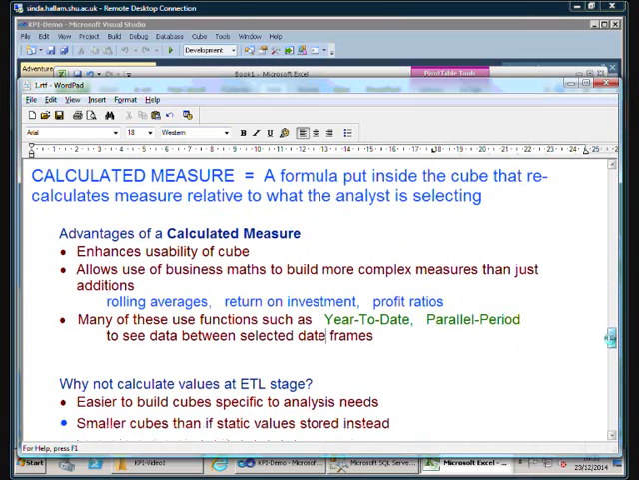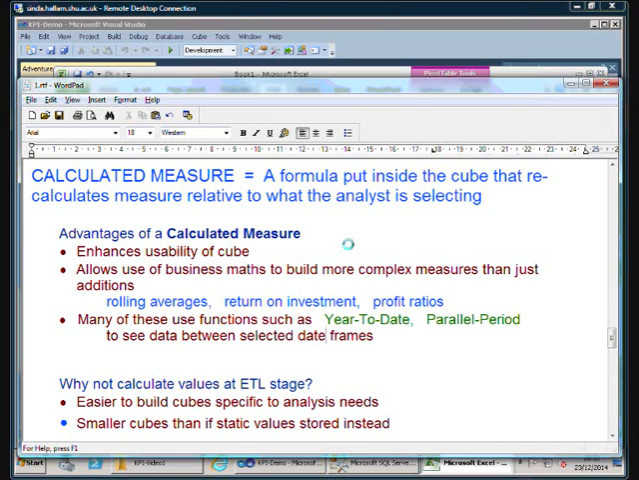In summary then, a calculated measure. It's a formula that you put right inside the cube that calculates, each time you use it, a measure relative to the level of drilling that you've used. The big advantages of calculated measures are they significantly enhance the usability, the friendliness of the cube for the analyst.